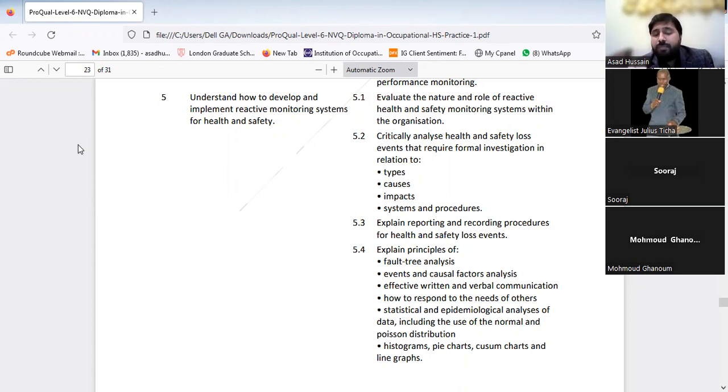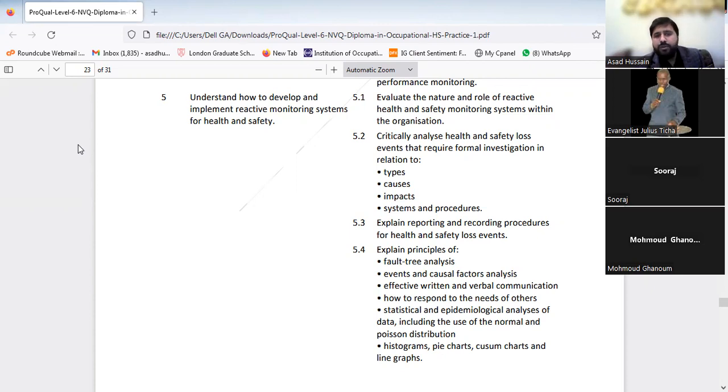So you have to explain what benefits are brought by these reactive monitoring systems for health and safety in your organization. You have to explain that.